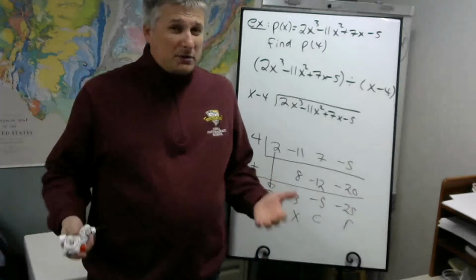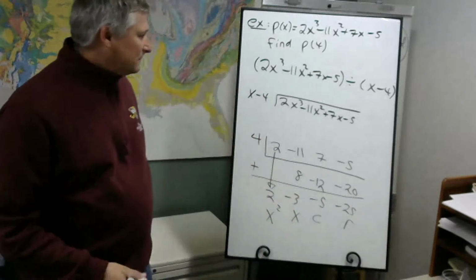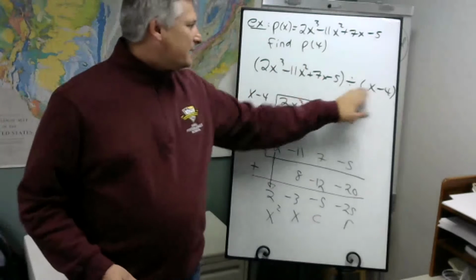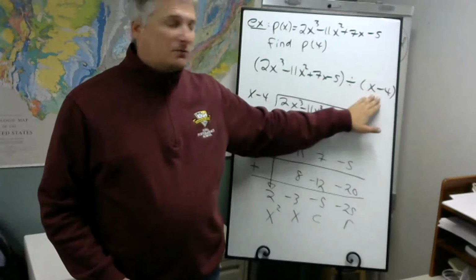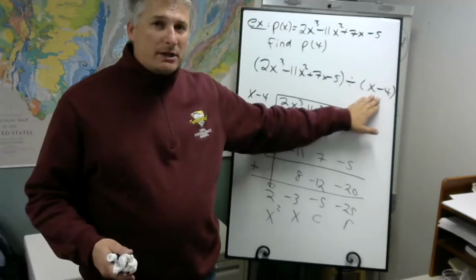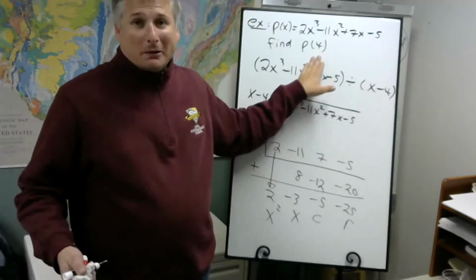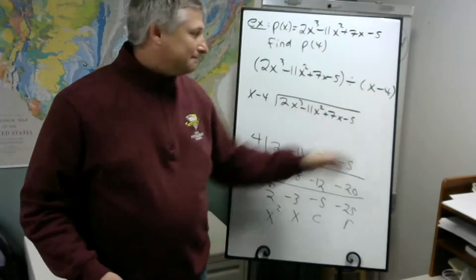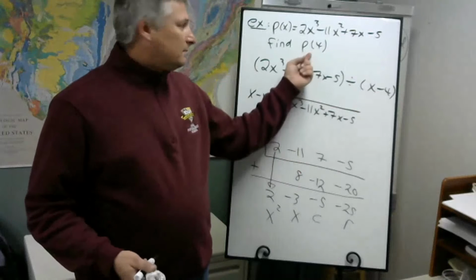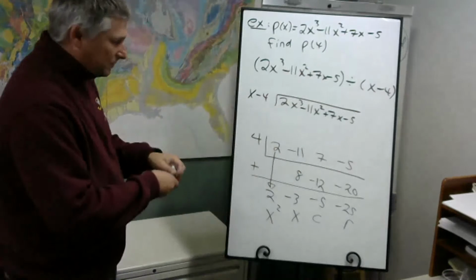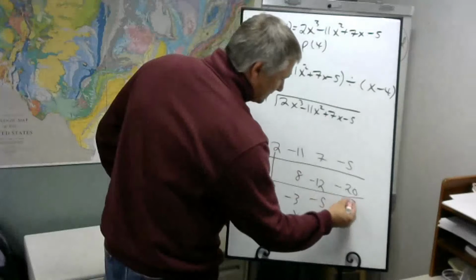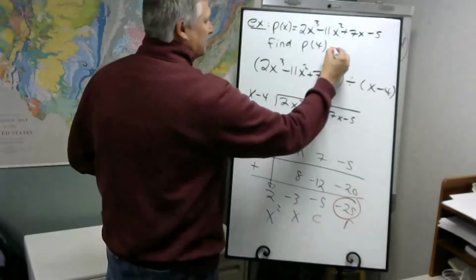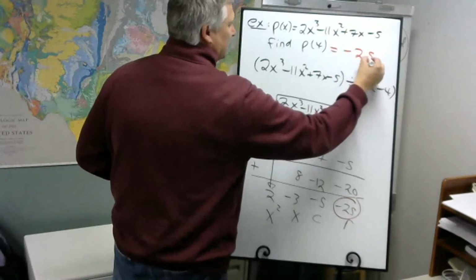Now, according to the remainder theorem, if we want to find P of 4, we just have to divide this polynomial by x minus 4. And whatever remainder we get, that's actually what P of 4 is. So if you take P of x, divide by x minus 4, the remainder is P of 4. So what's the remainder? Negative 25. And so that's the answer. P of 4 is negative 25.